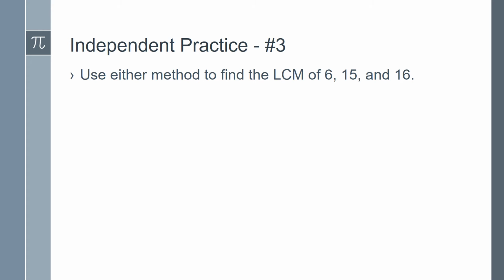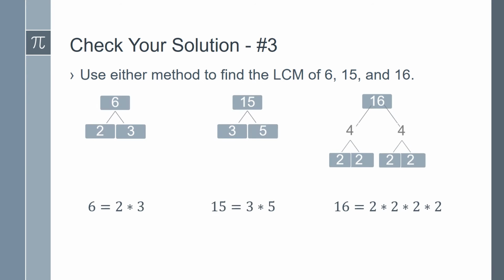Independent practice number 3. Use either method to find the least common multiple of 6, 15, and 16. I've chosen to use the prime factorization method again for this problem. We'll start by finding the prime factorization of each of the numbers. We have 6 equals 2 times 3, 15 equals 3 times 5, and 16 equals 2 times 2 times 2 times 2.